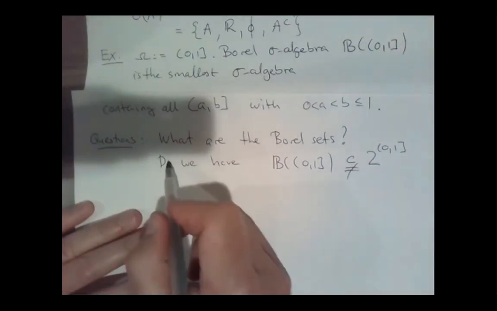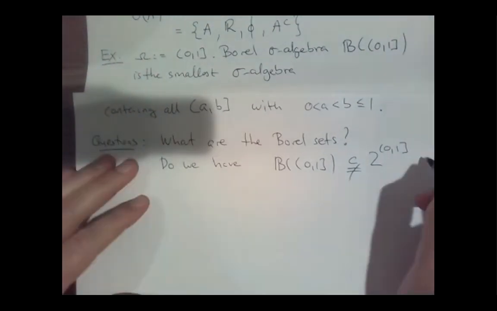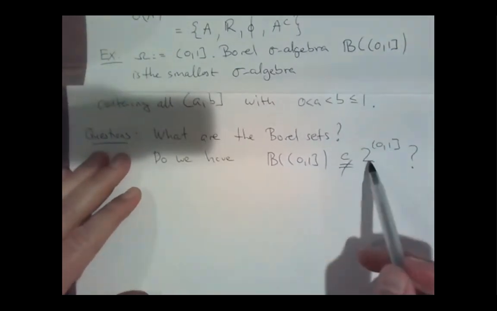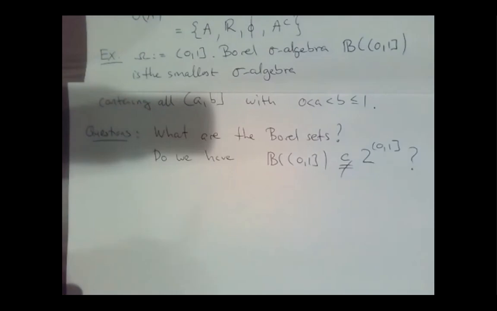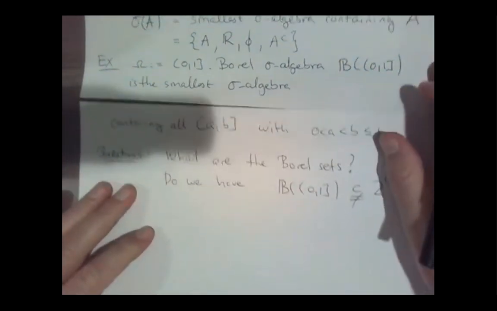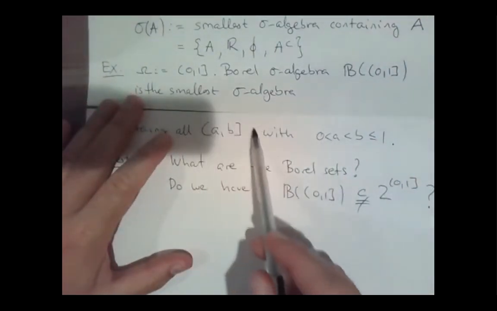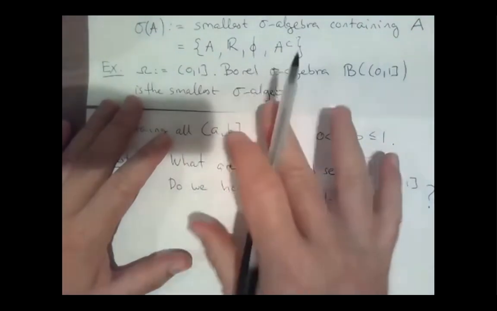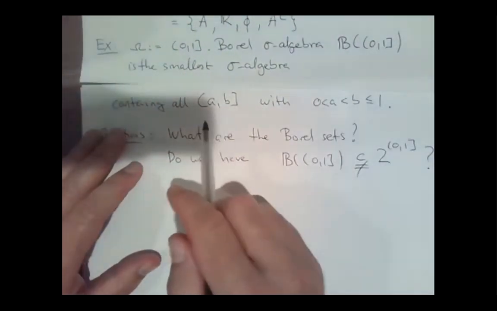So these are good questions. It's clear here that you can never get bigger, but you could potentially get a lot smaller. And what are the various Borel sets? What we know is that I'm guaranteed that all these half-open intervals belong there. But there is a lot more inside this Borel algebra than just these half-open intervals.